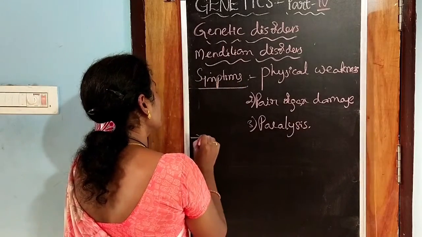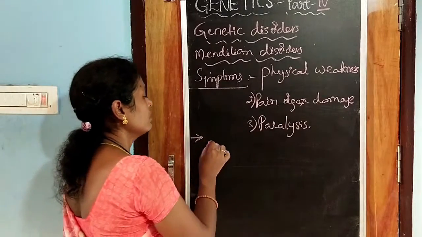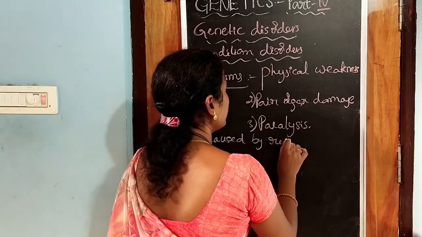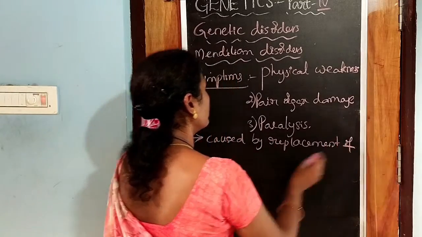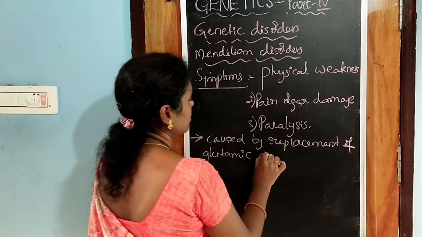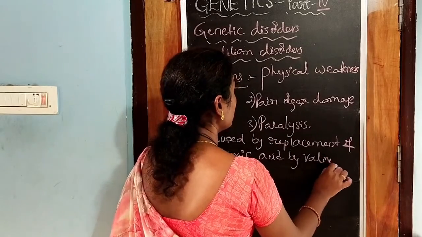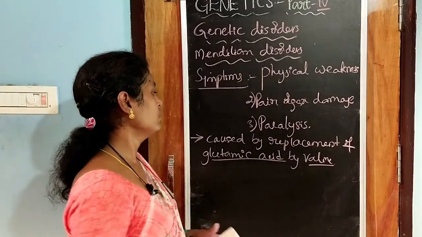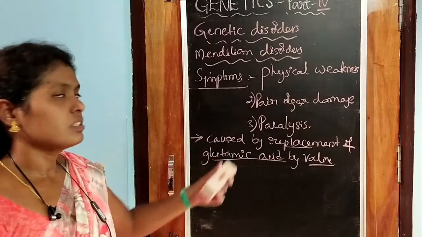It is caused by the replacement of glutamic acid by valine. Glutamic acid and valine are amino acids. So in the amino acid composition, there is a replacement of glutamic acid by valine, causing sickle cell anemia.